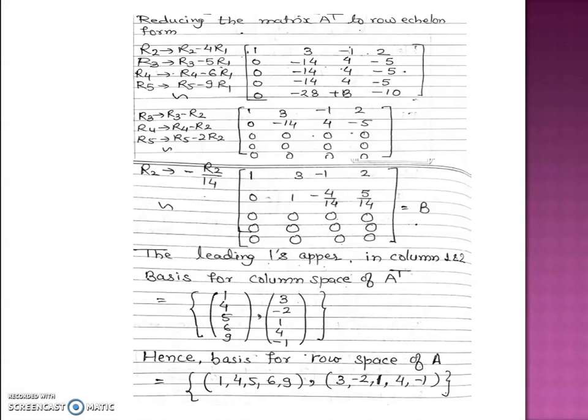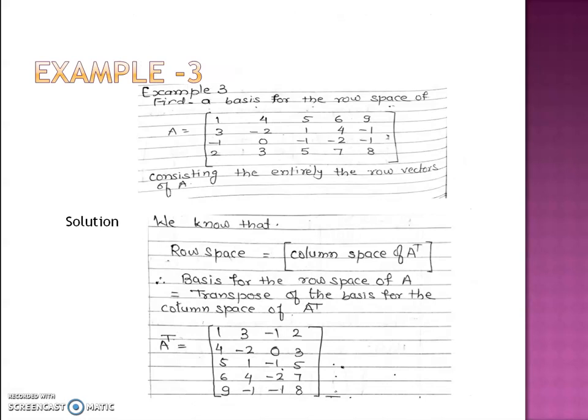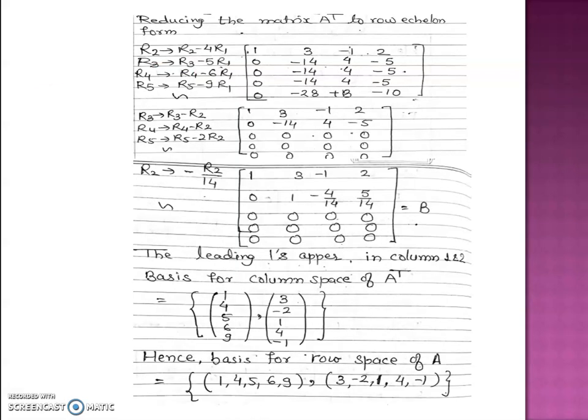1 3 minus 1 2 0 1 minus 4 upon 14 5 upon 14 0 0 0 0 0 0 0 0 0 0 0 is equal to B. Say the leading ones appear in columns 1 and 2, giving a basis for the column space of A transpose. So the leading columns of A transpose are 1 4 5 6 9 3 minus 2 1 4 minus 1. The transpose of these columns, 1 4 5 6 9 3 minus 2 1 4 minus 1, is the basis for the row space of A.